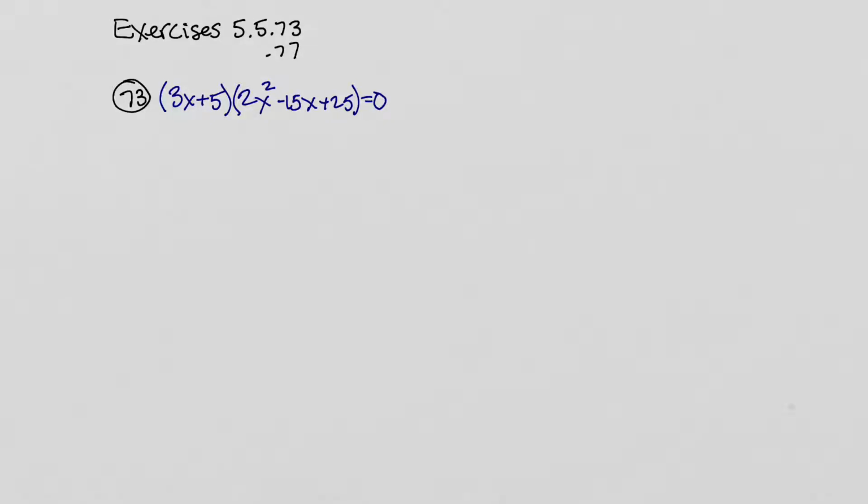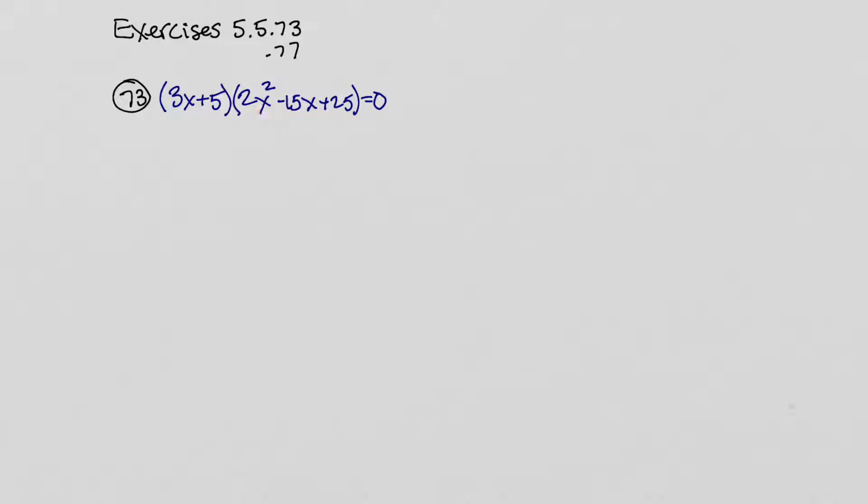Problem 73, we've got this binomial multiplied by this trinomial equaling 0. So one of these factors has to be 0. So what's going to make this one 0? Well, we've got that one already. This is going to be negative 5 over 3. But what about this one?